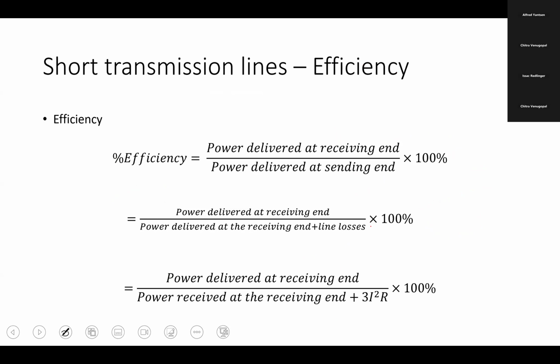Right. So we can calculate the efficiency based on this. How much power is delivered at the receiving end and sending end, and you can get the calculation, and you can include the losses in the line, 3 IR squared R.